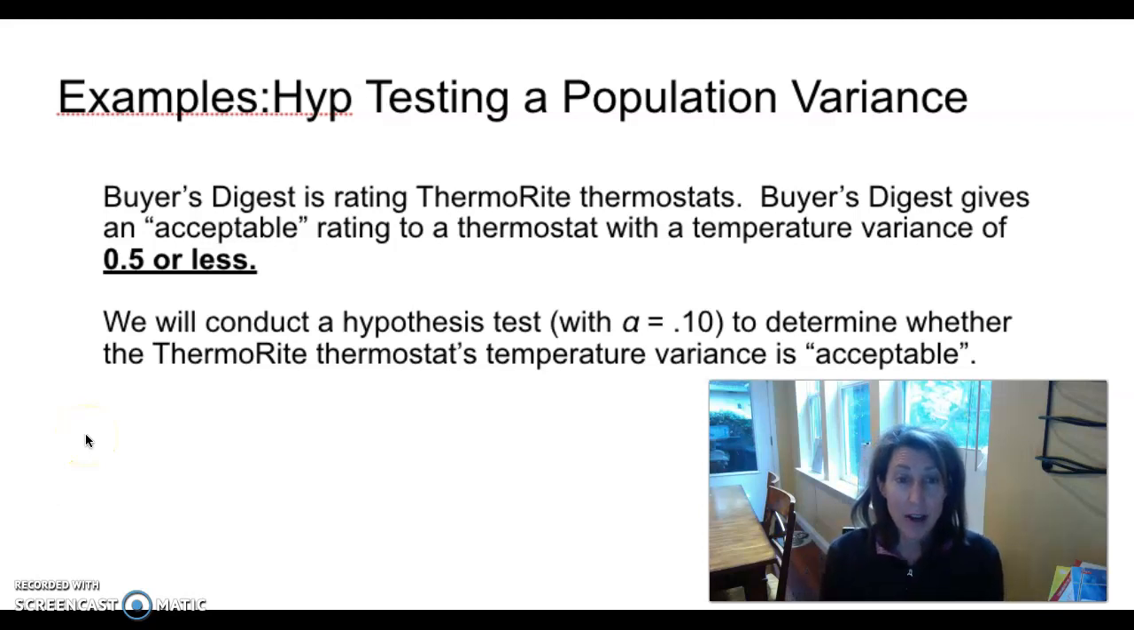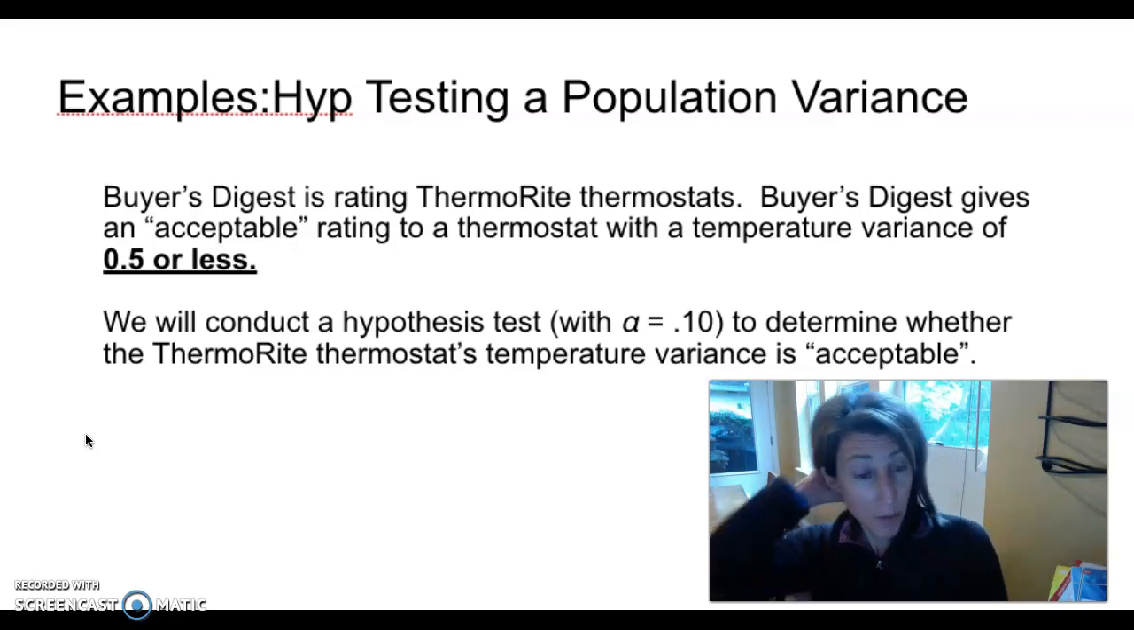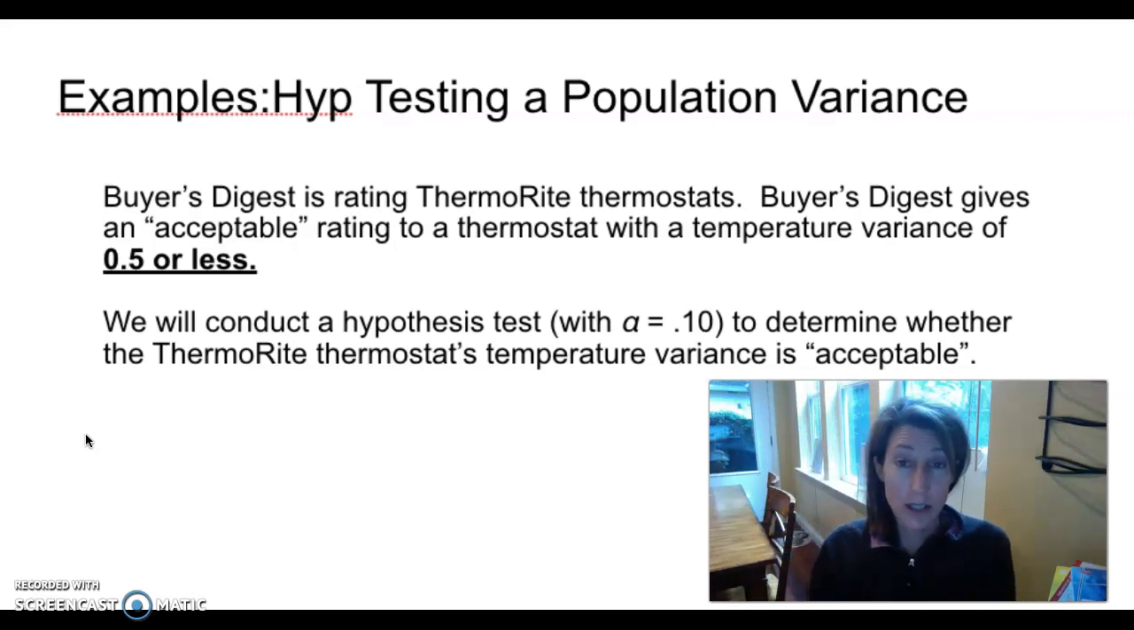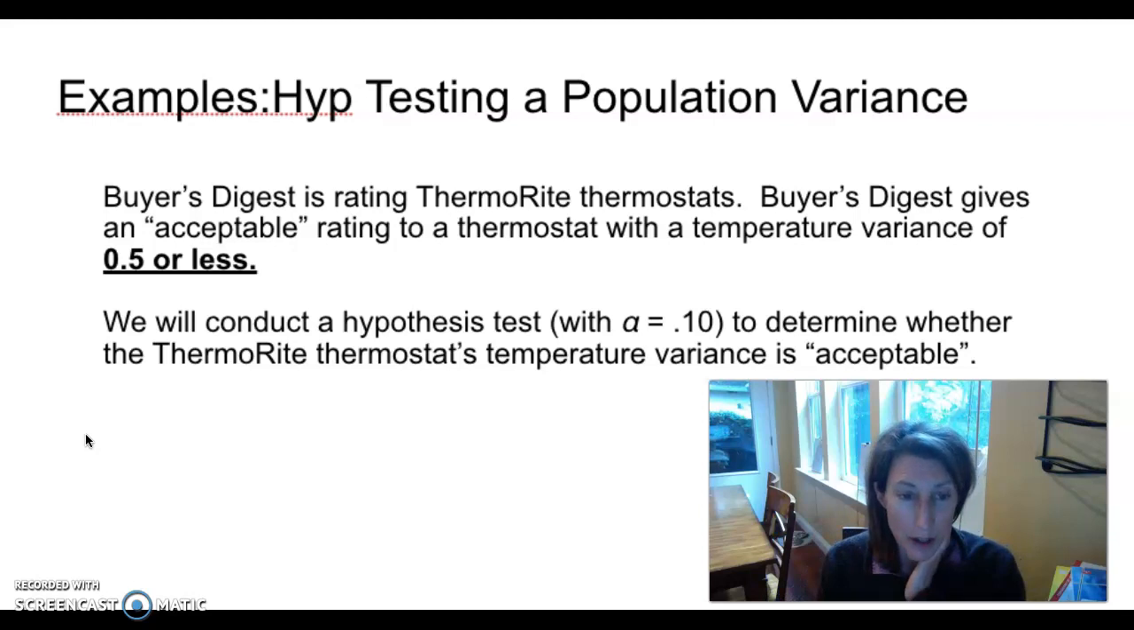Population variance: let's say Buyer's Digest is rating Thermarite thermostats, and it gives an acceptable rating to a thermostat with a temperature variance of 0.5 or less. Again, we're not going to use z-scores or t-scores, because we're talking about the variance in the temperature. That's what we're testing, which is why we have to use chi-square. So we conduct a hypothesis test with an alpha level of 0.10, and we're going to determine if this variance is acceptable.